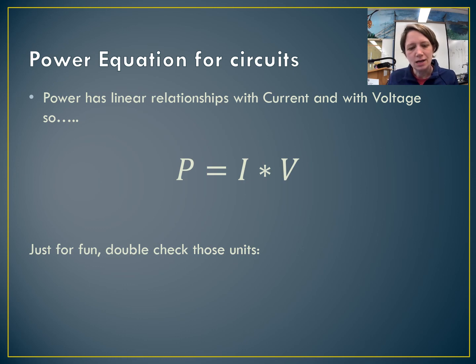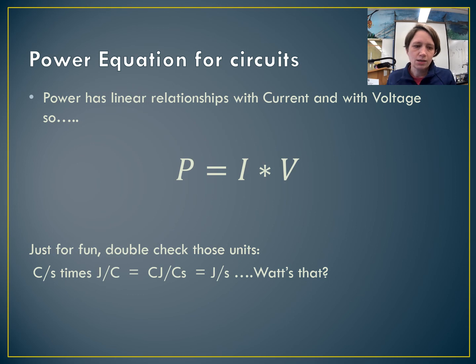Before we move on from this slide, let's just take a minute and take a look at how the units work out. Remember that current is a coulomb every second. And if we take that current and multiply a coulomb every second times a joule, or times a volt, which is a joule per coulomb, you get coulomb joule per coulomb second. And if you cancel out those coulombs, you're left with a joule every second, which of course is a watt. So the units for this equation work out as well.